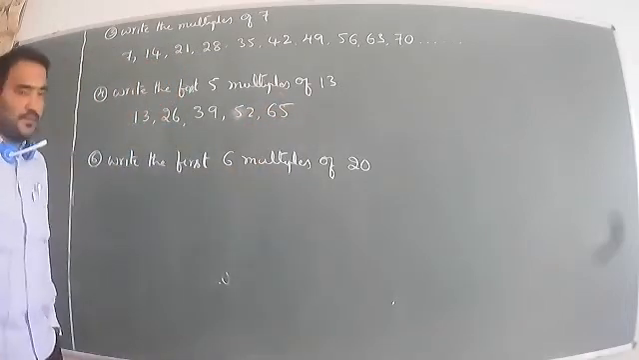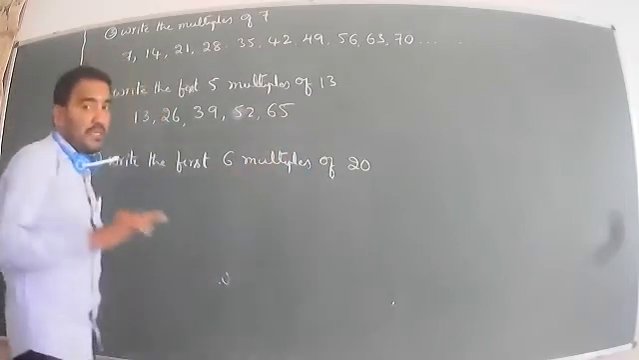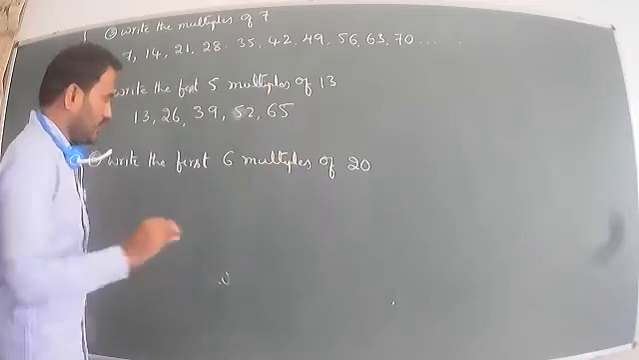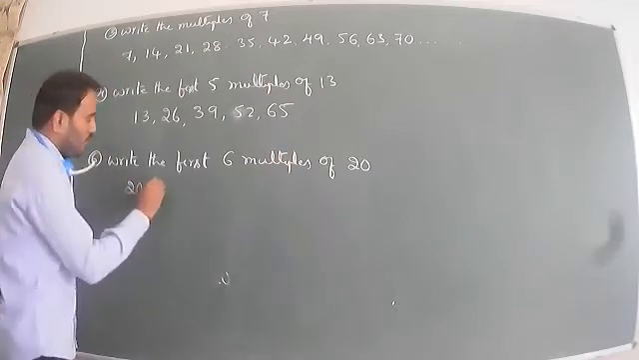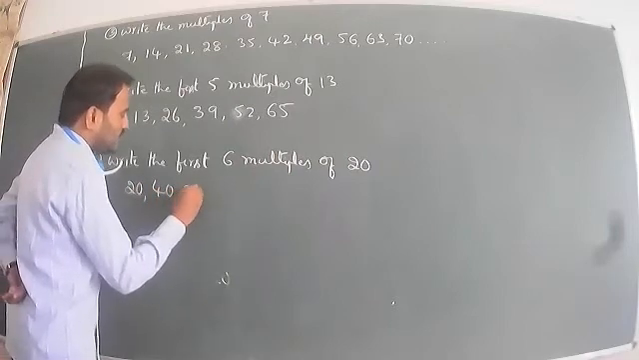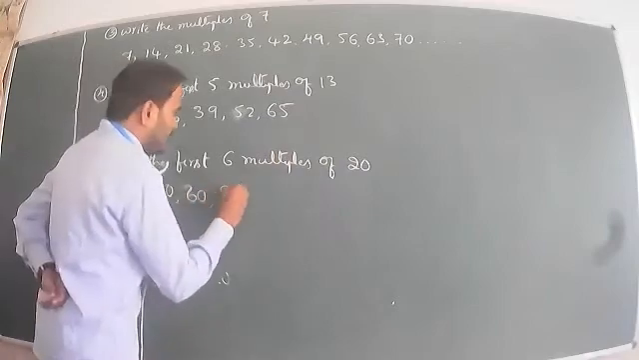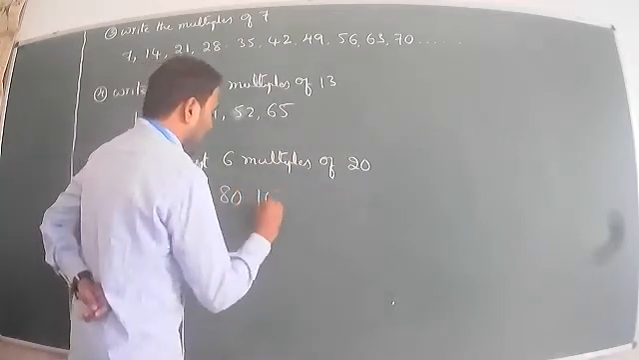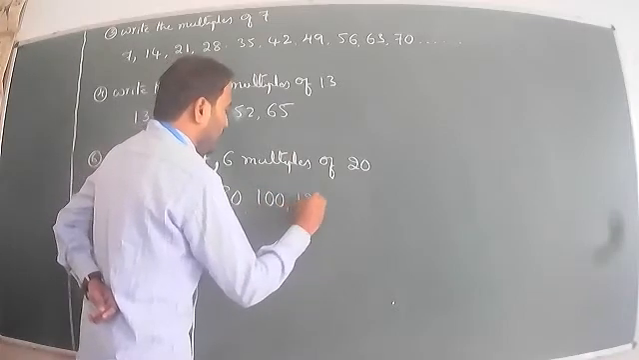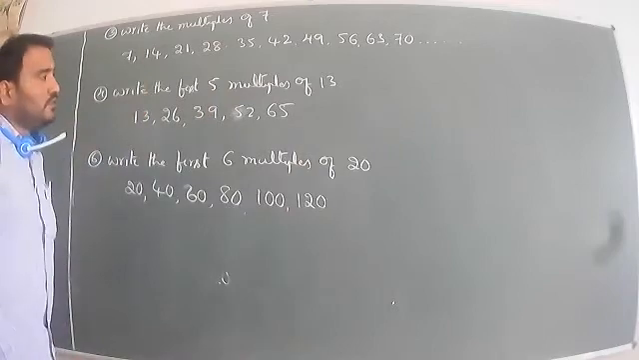Okay, next, write the first 6 multiples of 20. Only 6 multiples are being asked. 20 ones are 20, 20 twos are 40, 20 threes are 60, 20 fours are 80, 20 fives are 100, 20 sixes are 120, that is enough. Okay, so now this is the answer.